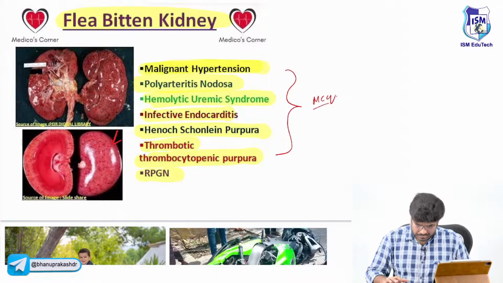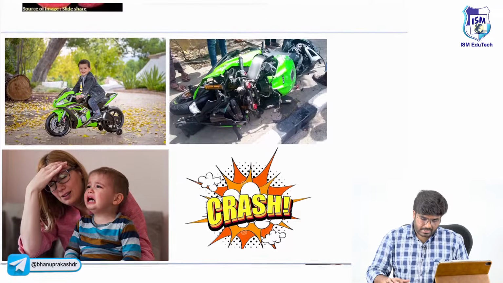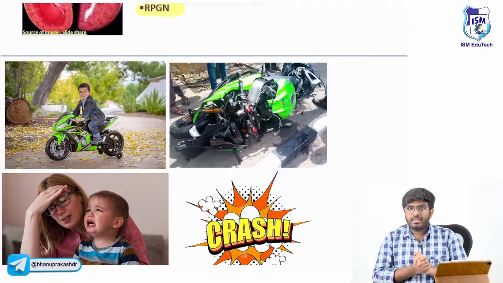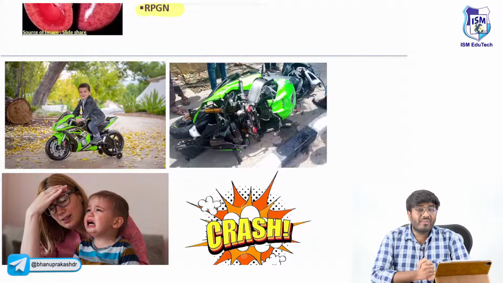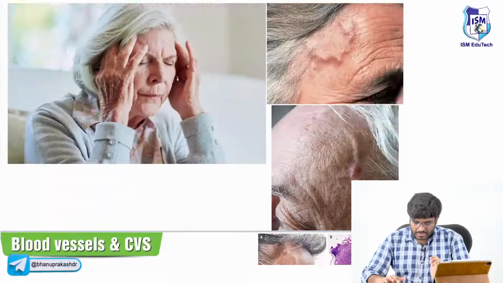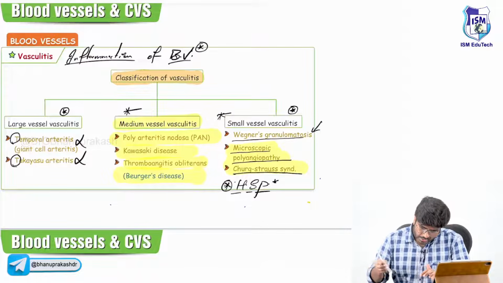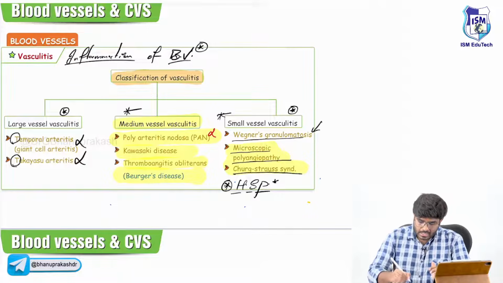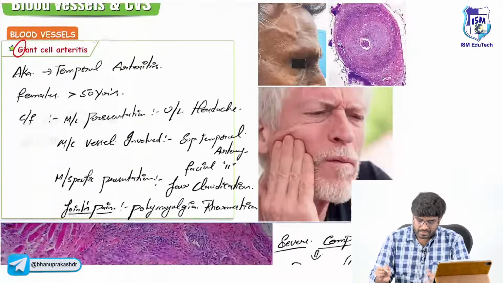Okay, done. After this, let's discuss the next type of vasculitis. First, before that, now put a cross mark here. What have we completed? We have completed polyarteritis nodosa. Done. Now we have to discuss Kawasaki disease.